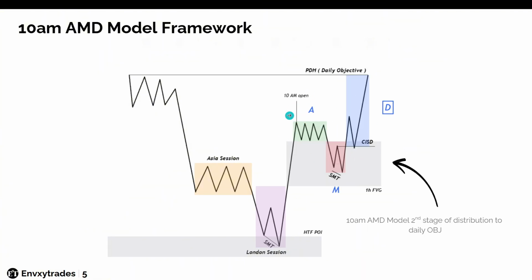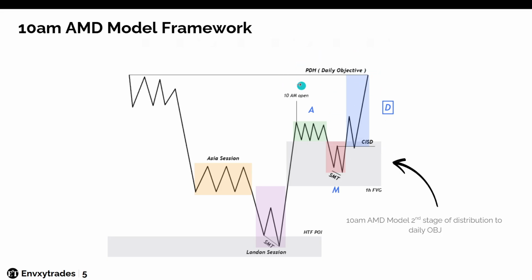This is the 10 AM opening price. We accumulate, and by this accumulation, we create a higher time frame PD array. We see an SMT inside of this PD array for that manipulation, and then we get a change in the steady delivery, targeting the previous day high, which is our daily objective.